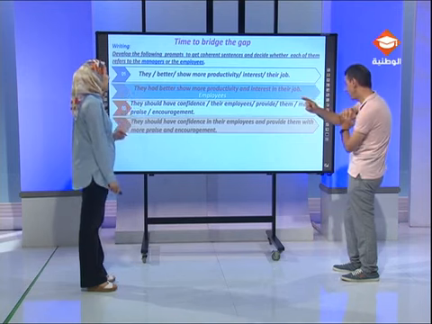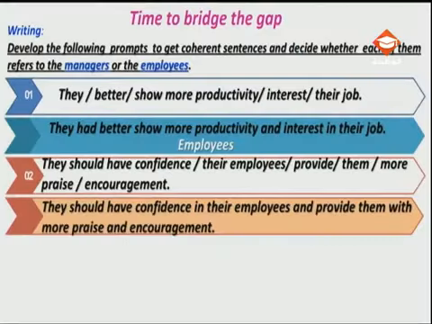Can I try to change the structure and provide more praise and encouragement for them? For them. For their employees. If you start with the thing, they provide something for someone. So it's correct. And the noun is provision, is it, miss? Yes. Provision, okay. And it's correct.